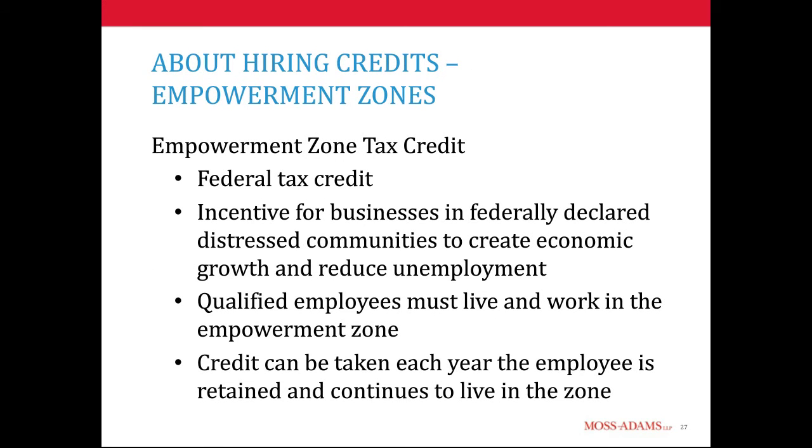The other hiring credit that was extended as part of the PATH Act is the Empowerment Zone Tax Credit. As mentioned, this is also a federal tax credit. It's an incentive for businesses in federally declared distressed communities to create economic growth and reduce unemployment. So in order for a business to qualify, they must have a location in an empowerment zone, and they must also hire employees that live and work in the zone. The credit can also be taken each year the employee is retained and continues to live in the zone.